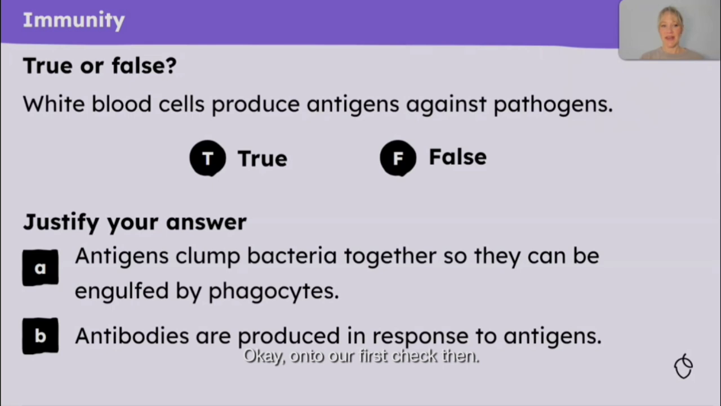Okay, on to our first check then. White blood cells produce antigens against pathogens. Is that true or is that false? Can you justify your answer? A. Antigens clump bacteria together so they can be engulfed by phagocytes. B. Antibodies are produced in response to antigens. I'll give you a moment to think about it, but if you need more time, please pause the video.